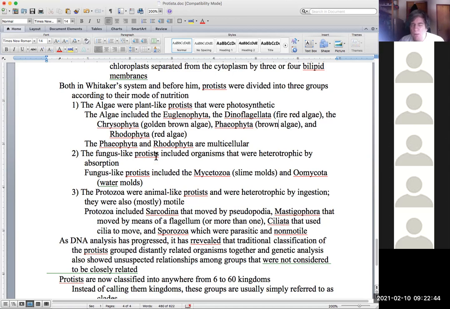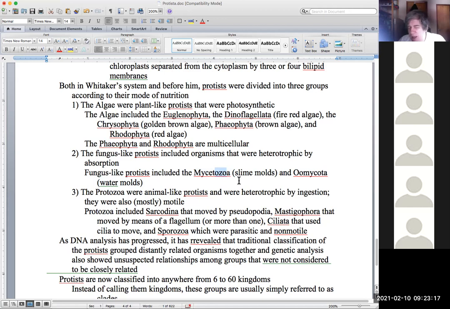There were two main groups of fungus-like protists, and I guess, as evidence that they were insignificant, nobody ever really agreed on what name these two groups should have. But they included a group called the Mycetozoa, which were commonly called the slime molds. And notice if you analyze this name, myce means fungus, mycete, and zoa means animal. So these are literally fungus animals.